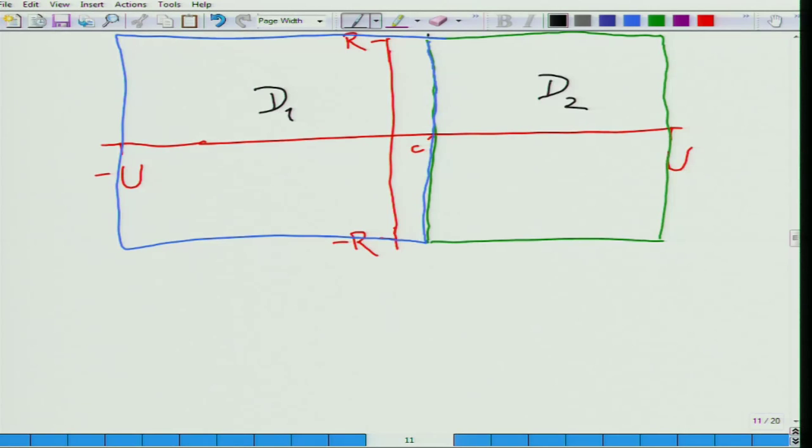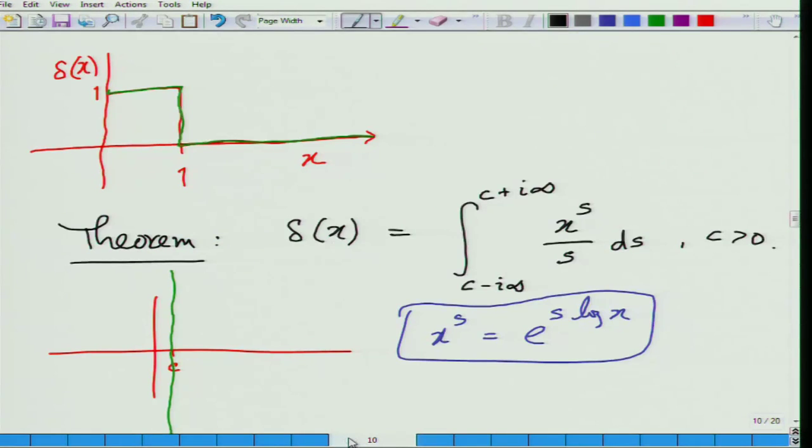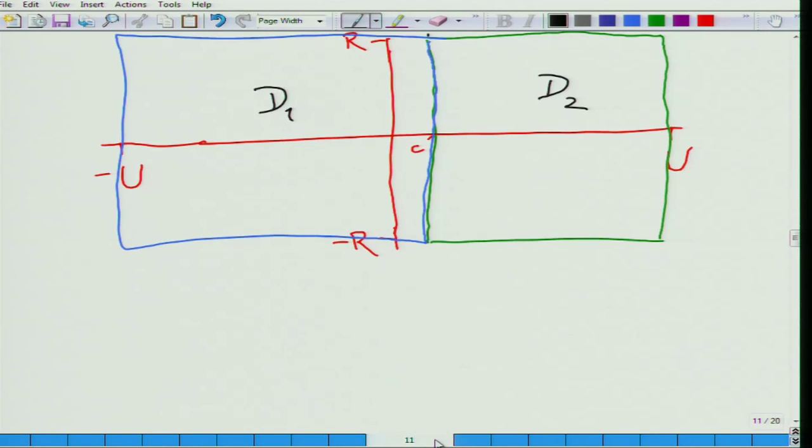Okay. And the reason I am defining two domains is because I want to show a certain behavior of this function which is very different depending on the value of x. So below 1 it's one behavior, above 1 is another completely different behavior. So let's see. If you recall, the integral that we are looking for is x to the s by s ds, right? So let's first integrate it around the boundary of D1.